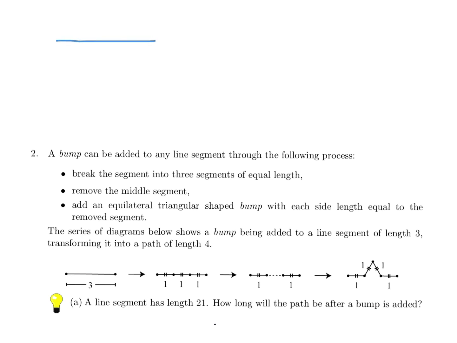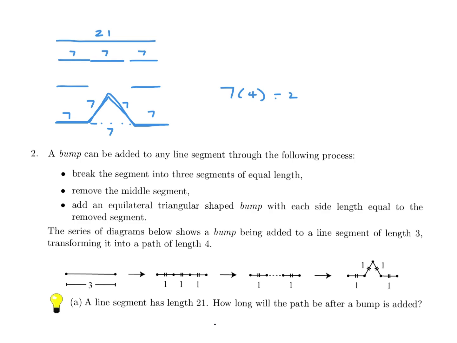So let's see, this is 21. First step is breaking it up into 3 segments. Well, we're supposed to be equal, so 7, 7, 7. And then removing the middle one. So let's remove the middle one. And then finally, we have to add an equilateral triangle like that. So this is 7, this is 7, this is 7, and this is 7. And this dashed line sort of represents what was removed, and that was also 7, by the way. So now this path right here is going to be obviously 7 times 4, which is 28.